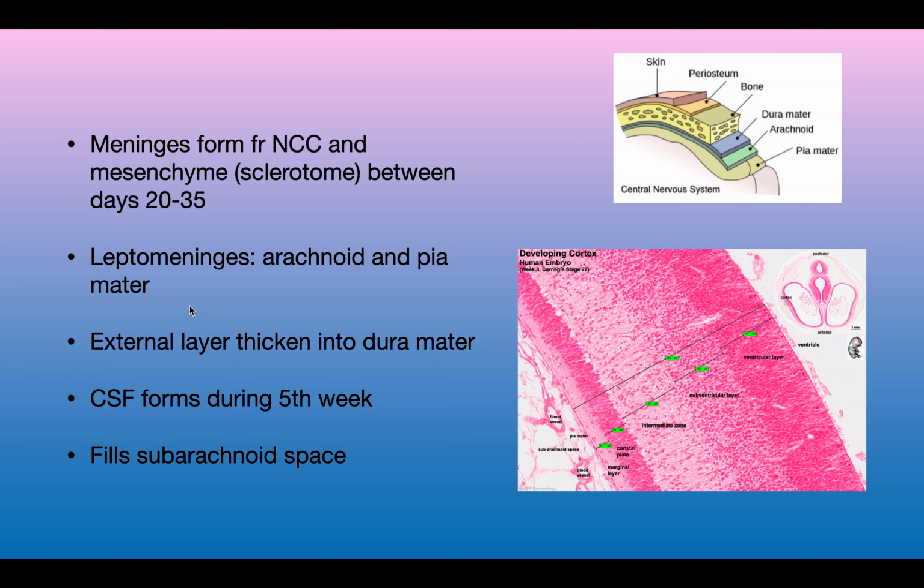So the meninges will form from the neural crest cells and the mesenchyme around days 20 to 35. So it's all forming while the brain is forming. It's quite a quick and complex process, really. The leptomeninges are the arachnoid and pia mater, and the external layer will thicken into the dura mater. The CSF will form during the 5th week, and that will fill the subarachnoid space.